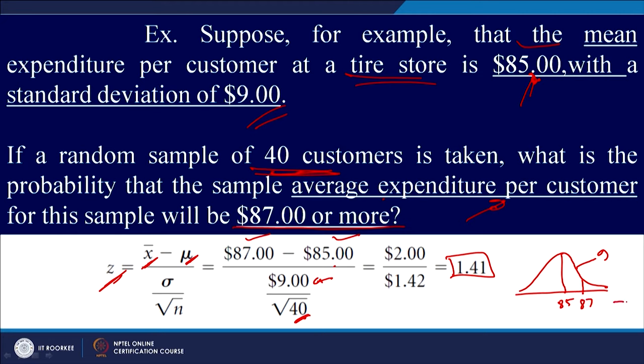So if you convert this x scale into the z scale, this is z equal to 0 and this becomes 1.41, isn't it? So what is our question? Will this sample mean be 87 or more than this, right? So which area do we want to calculate? 87 or more, right? So this area we are interested in, isn't it? So let's look at the z table, because we know that this area is 50%, isn't it? And we know that this area is 50% as well, isn't it? So if we know this area, we will subtract it from 50% to get this area, isn't it?